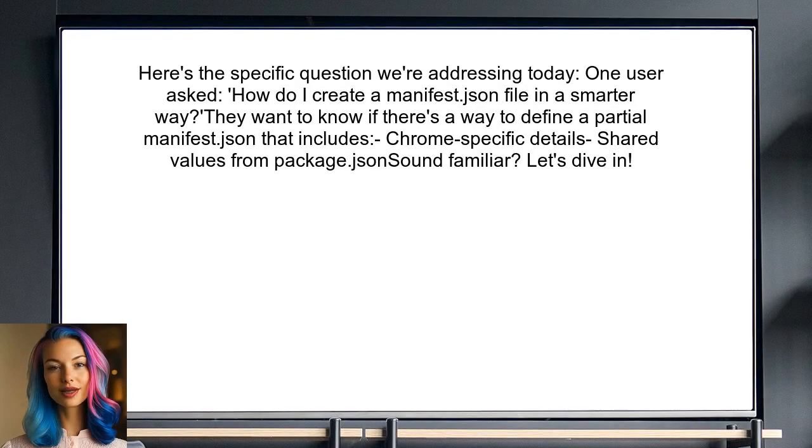Here's the specific question we're addressing today. One user asked how to create a manifest.json file in a smarter way, using shared values from their package.json file. They want to know if there's a way to define a partial manifest.json that includes all the Chrome-specific details while filling in the shared values automatically. Sound familiar? Let's dive in.